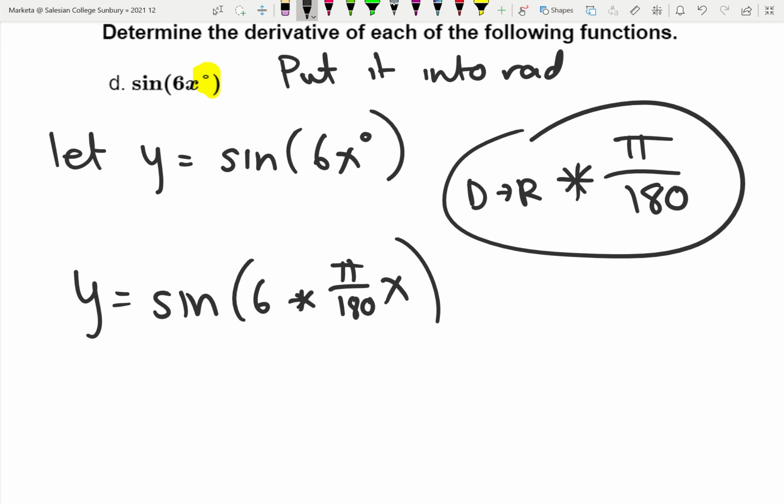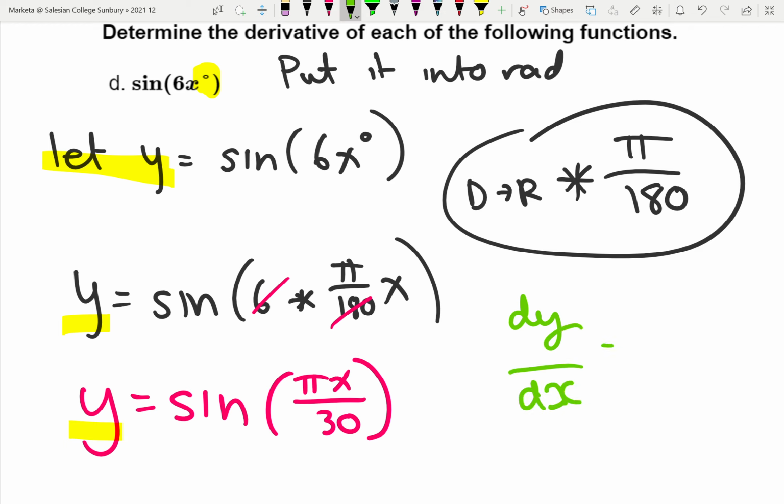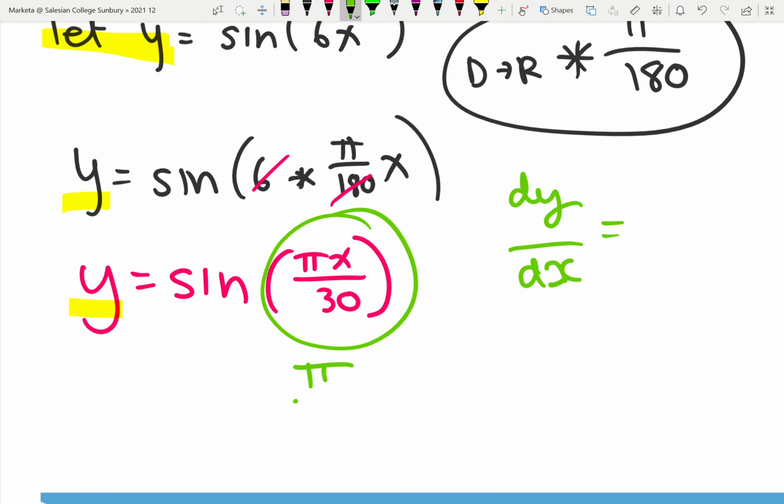6 and 180, it's going to leave us with 30, pi x on 30. So again, notice that I've let y equal our sine 6x, and then I've put the y on each line because I have not differentiated it at all. Now I can differentiate it. I'm going to take the derivative of this. So this is just pi on 30 x. 1 times pi on 30 is pi on 30, x to the power of 0. You're just going to be left with the constant pi on 30.